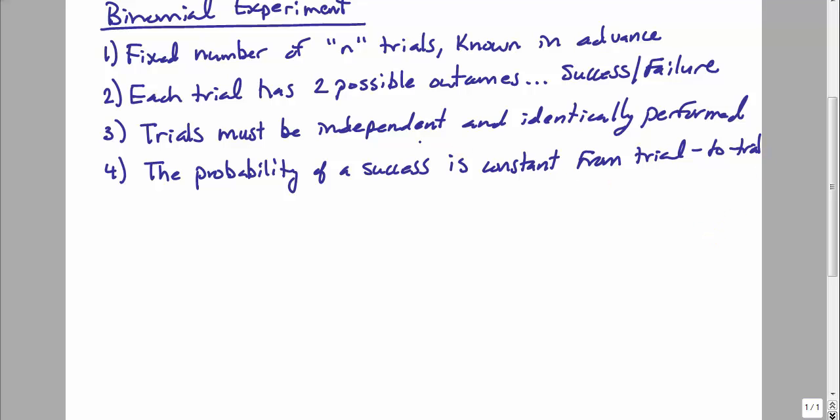Now, when we know we have a binomial experiment, we can start writing down some notation. If I have a binomial experiment, you usually have a random variable x that you're talking about. And x is usually counted as the number of successes. Again, we can define success however we want. The number of successes out of the n trials. Remember, the number of trials we know in advance.